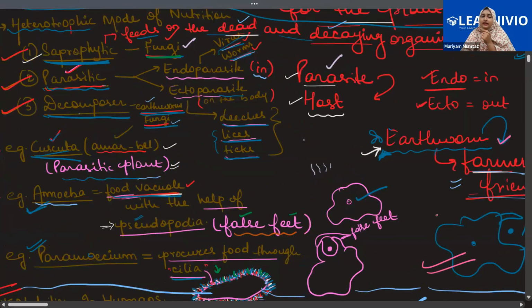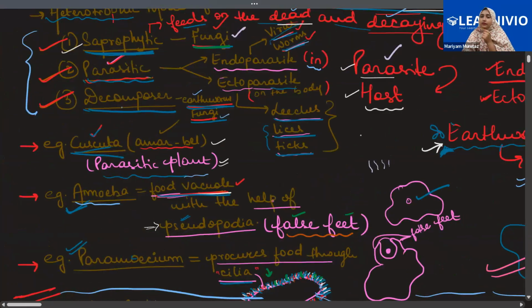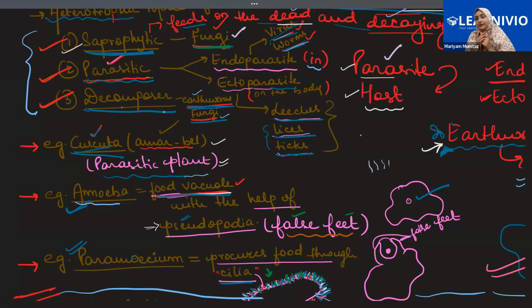Then some of the other examples. Now, whenever we think about a plant, we always think that they are autotrophs, isn't it? We always think that they can make their own food. But there are certain plant species that cannot make their own food, such as Cuscuta. Cuscuta is commonly known as amarbel, and it is a parasitic plant. So it derives its nutrition from the host plant. It doesn't make its own food. It does not have chlorophyll.